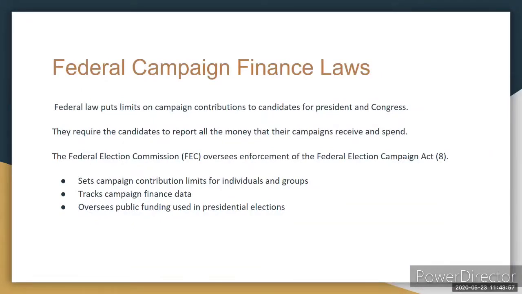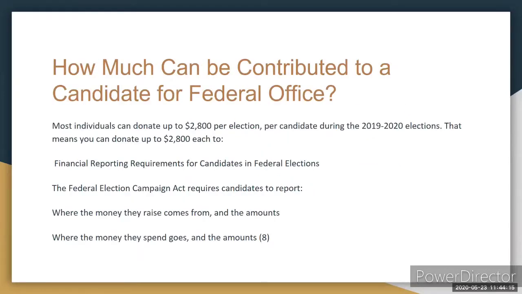Federal campaign finance law. Federal law puts limits on campaign contributions to candidates for president and Congress. It requires campaigns to report all the money they receive and spend. How much can you contribute to a candidate for federal office? For the 2019-2020 elections, it's $2,800 per election per candidate.